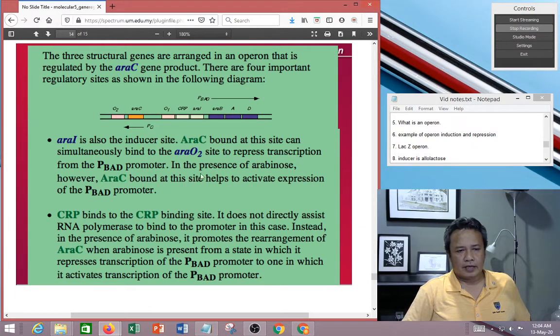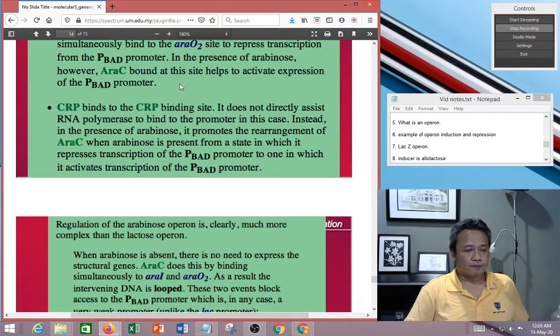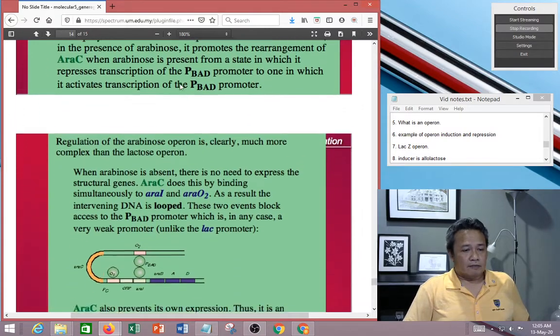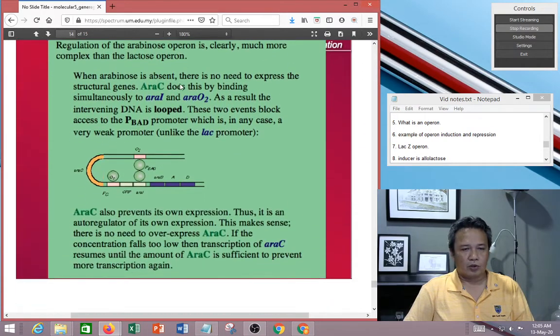Okay. In the presence of arabinose, AraC is bound to help activate. So we've seen that already. If it binds there, you have the CRP site. The CRP site is the same as the one you see in the lac operon. Okay, so here is the whole story about arabinose.